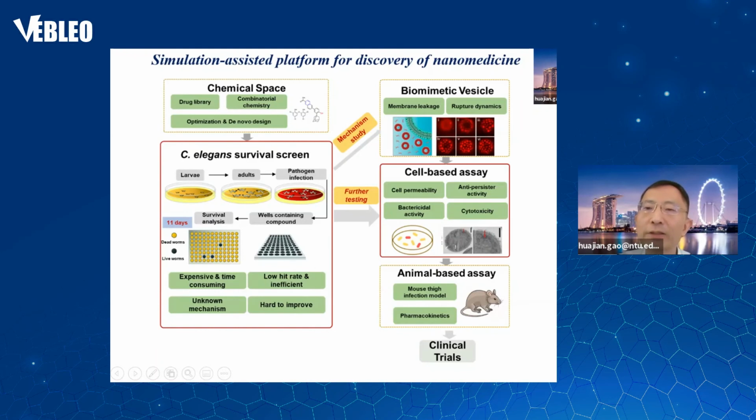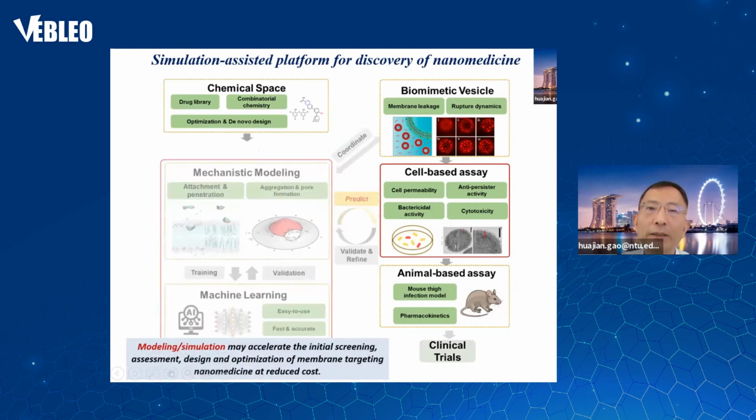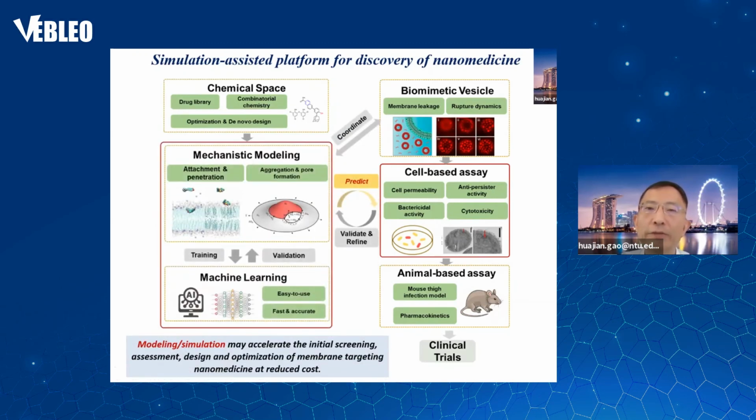After you've gone through this process, you can go to animal-based assays and clinical trials. This is a long process, taking years. Right? And this process, for the screening case, is pretty expensive and time-consuming, with a low hit rate and inefficient. They're hard to improve, and also the mechanism is hard to identify. But today, using multi-scale simulation methods, we're hoping that over the long term, we can supplement or replace this screening step using modeling.